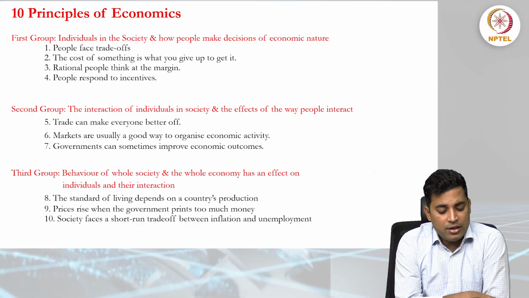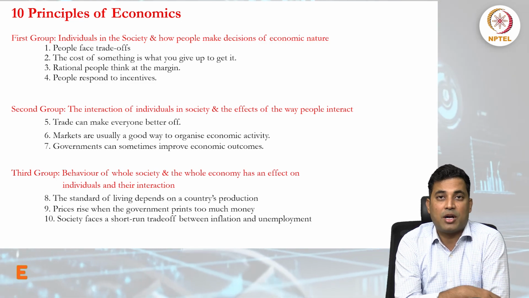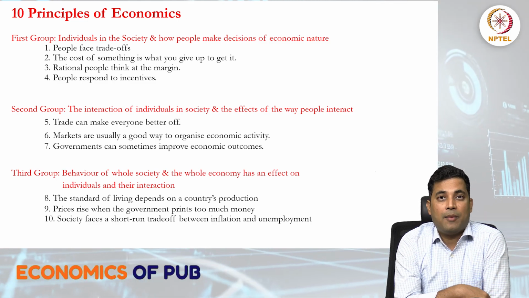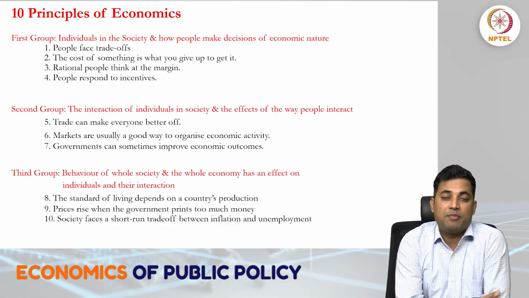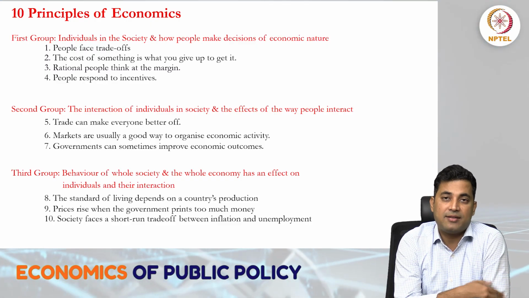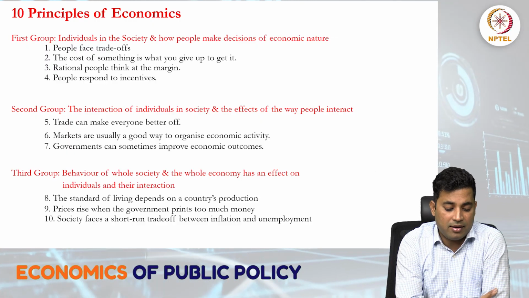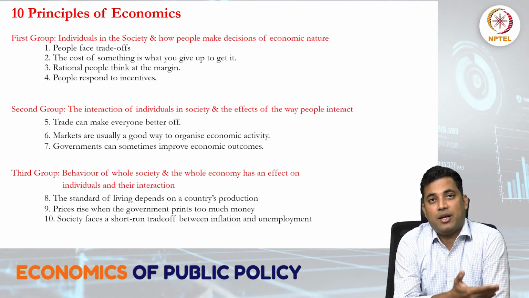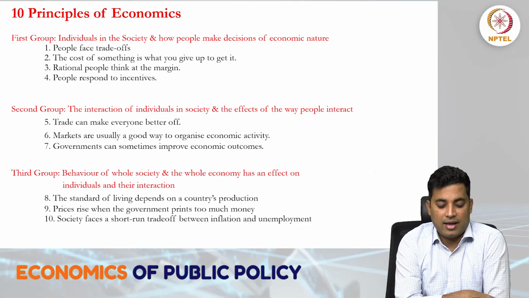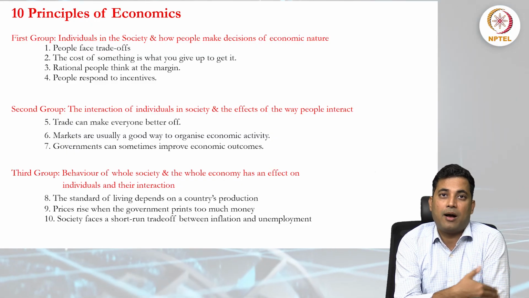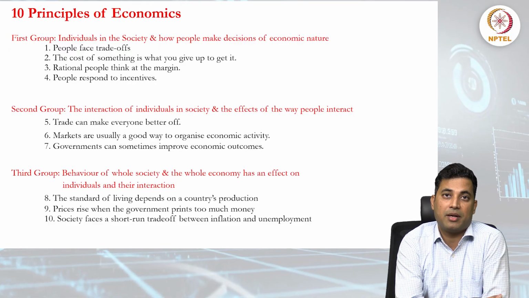So principle 9 talks about the rise of prices when the government prints too much money. Here it comes to monetary policy, and especially money supply. If the money supply is increased by the central bank, then generally the price of commodities also increases, and that leads to inflation, where we need interventions from the government.